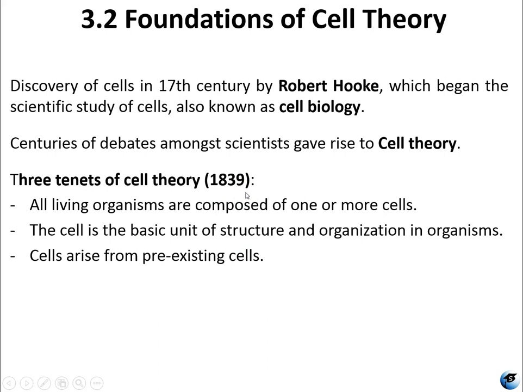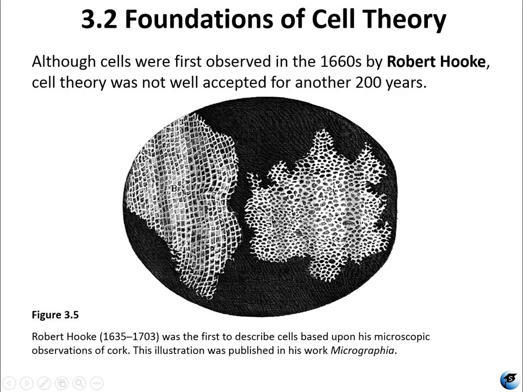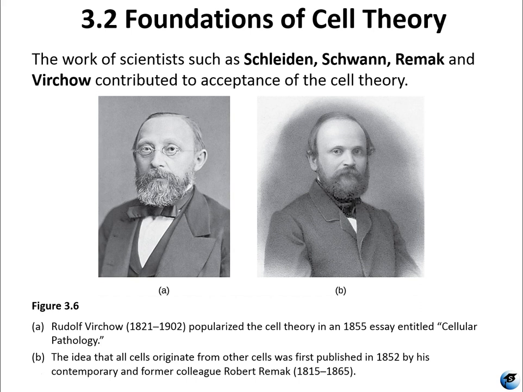The tenets of cell theory, as they have been adopted and are used today, are that all living organisms are composed of one or more cells, that the cell is the basic unit of structure and the basic unit of organization in organisms, and that cells arise from pre-existing cells, right? We've already talked about binary fission. Figure 3.5 shows the first observation of cells by Robert Hooke, via a microscope in the 1660s. But it took another 200 years for cell theory to be widely accepted. And it took the work of many scientists.